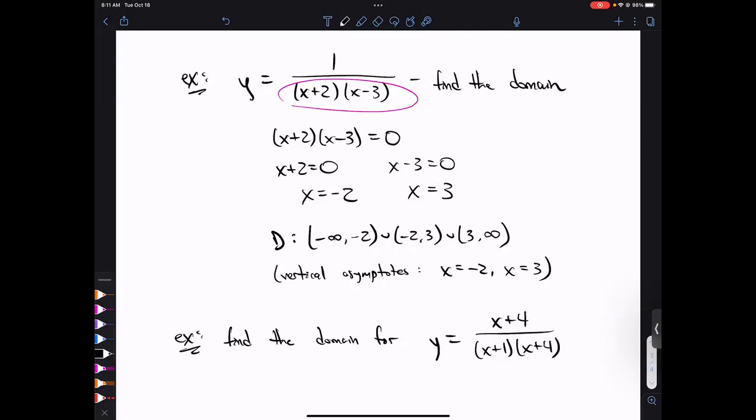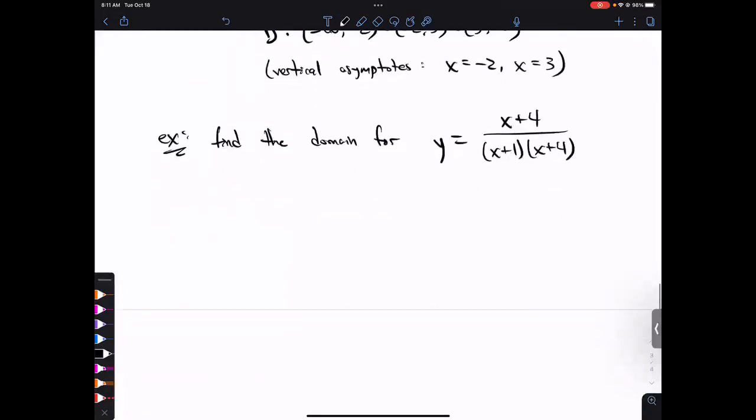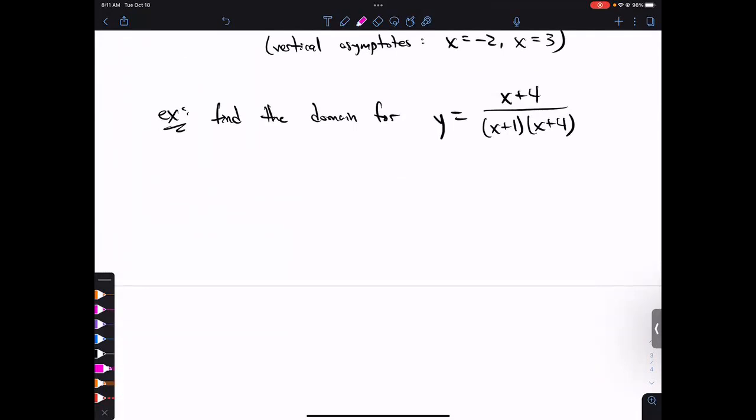All right, what do you got? All right, so set that equal to 0 and you get what? -1, -4. Now, that means that if x is -1 or if x is -4, you've got 0 in the denominator of the fraction. You're dividing by 0. That's a problem. That can't happen, right? So that means that the domain of this thing is everything except those two values.